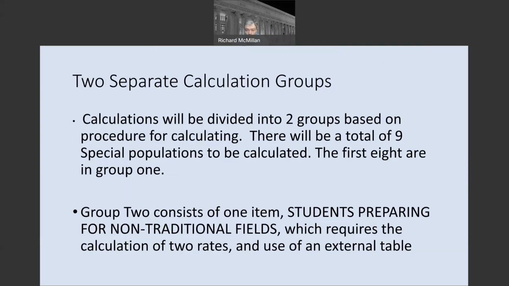So group 1 calculations are all performed in the same way, and that will cover 8 of the 9 special populations categories. Group 2 consists of one item, students preparing for non-traditional fields, and that will round out the 9 special populations categories covered by the Chart 7b.